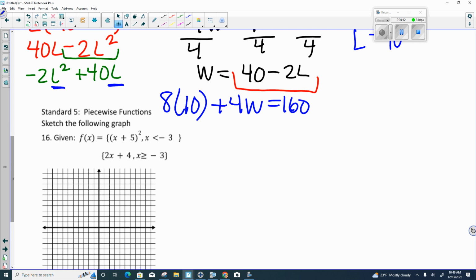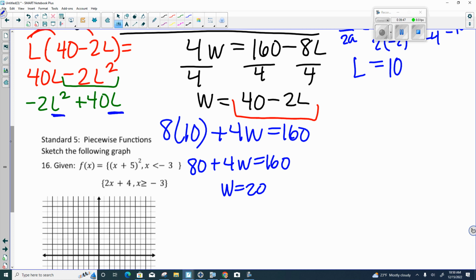So then I can solve for W. The hardest part, I think, was setting up the length and the width thing. That was kind of confusing. So subtract your 80, divide by 4. Is it 20? Did anybody get this answer yet? So the answer to the question, what are the dimensions that will maximize the area? 20 by 10. My width should be 20, my length should be 10. It will use all of my fencing, and the animals will have the most area possible.